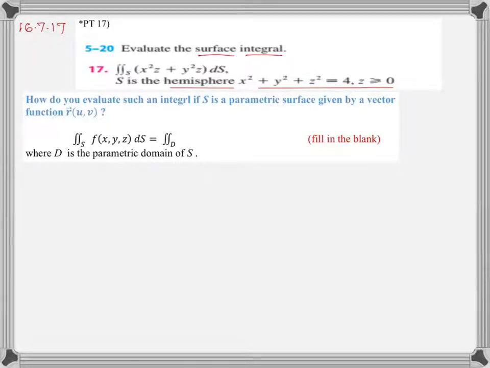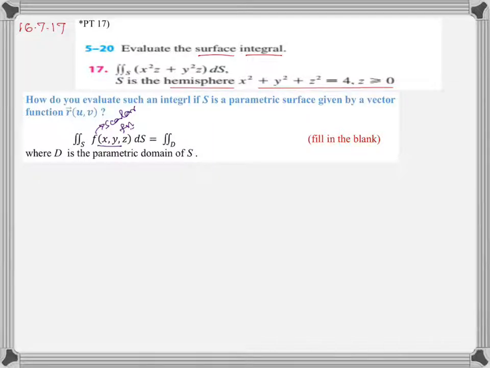So how do you evaluate such an integral if S is a parametric surface given by a vector function r of u, v? Double integral over S, f of x, y, z dS. Here note that this f is a scalar function, because you will be seeing another formula for a vector field. So this f is a scalar function.